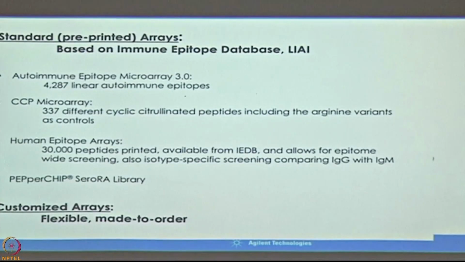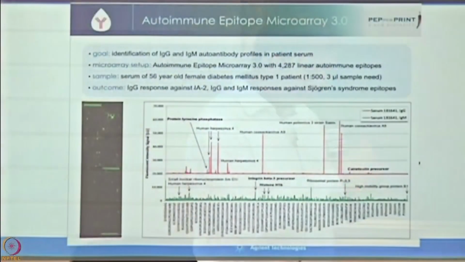So coming to one example, let's start with an example with the autoimmune epitopes. This is the epitope microarray. This is freely available on the NIH website. These sequences are freely available, and that is basically used for the autoimmune study, right? So it has 4,287 linear autoimmune peptides on it. So you can detect various autoimmune diseases. So this is the example.